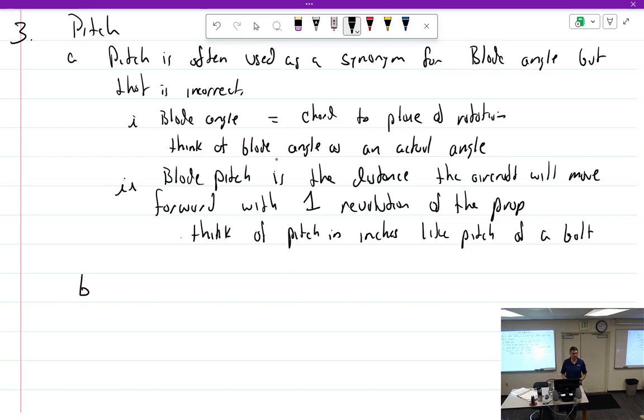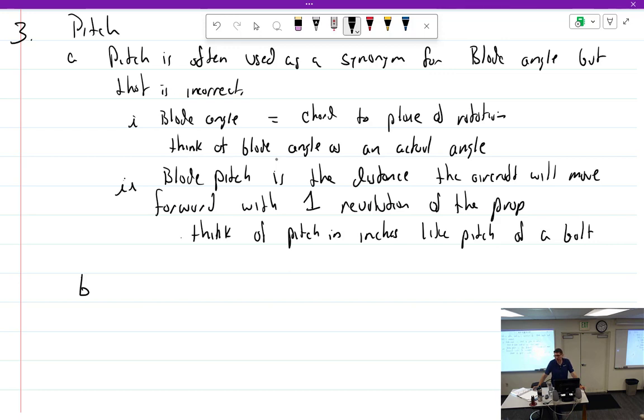Got it? But we need to know blade angle is the difference between the blade angle and the chord line. And how could you measure that? With a protractor.